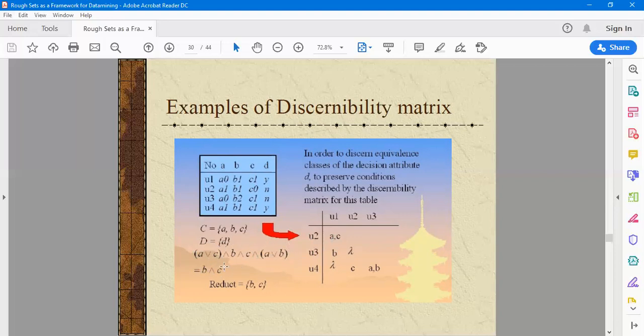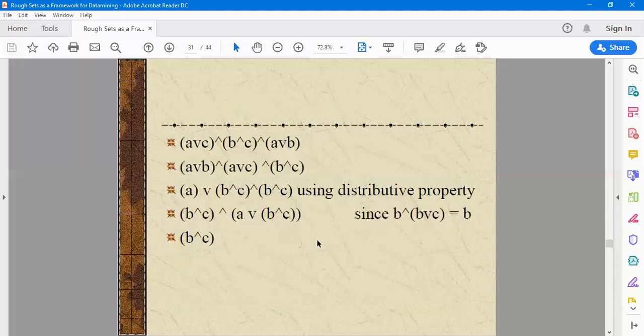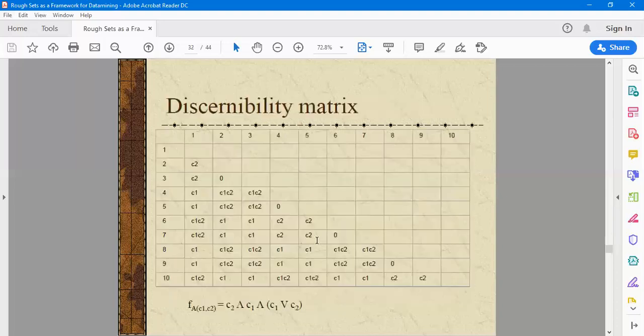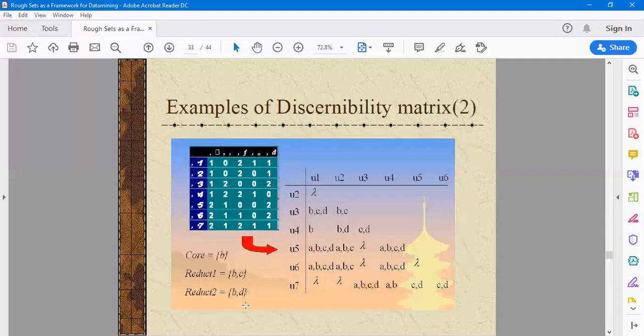And then using the axiom rules of normalization, you can go through that presentation, and you reduce it to the minimal set. So here, after this evaluation, it is B and C. Again, this is a comma here, so B comma C would be the reduct. How this B and C has come, this evaluation has been given using the axiom rules. There's another example. Same way, you can evaluate using the discernibility function and the axiom rules to the minimal reduct.